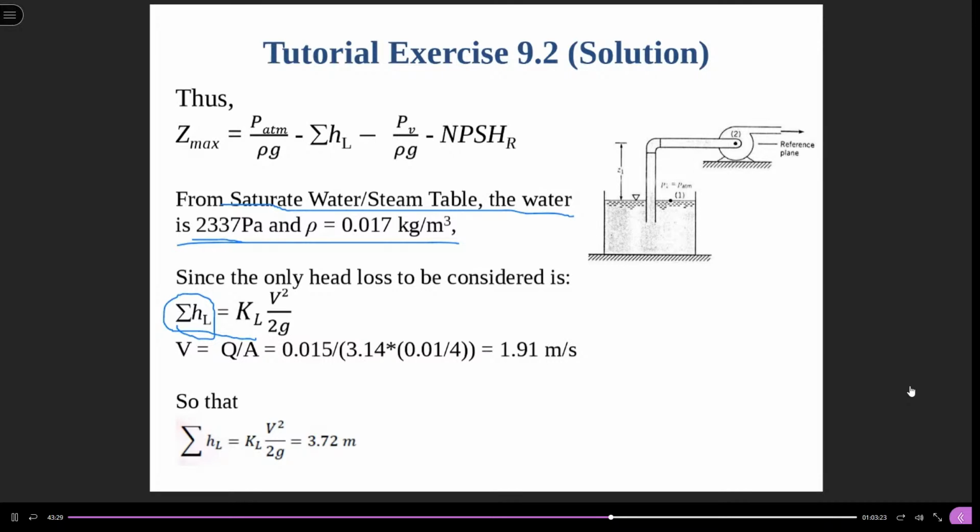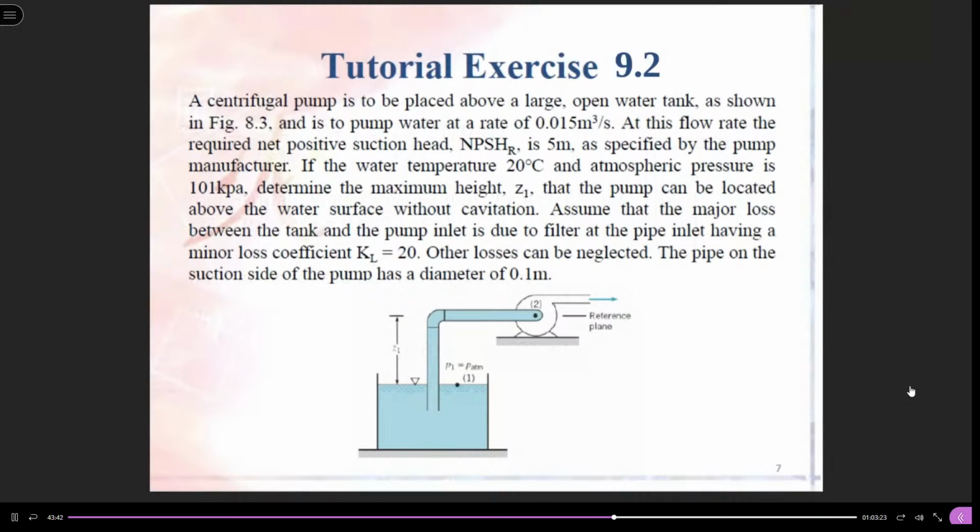This variable is the head loss. For this question, we have known that the major loss between the tank and the pump inlet is due to the filter here. It's due to the filter at the pipe inlet. So the major loss is equal to the minor loss, which is the only head loss to be considered for this question.